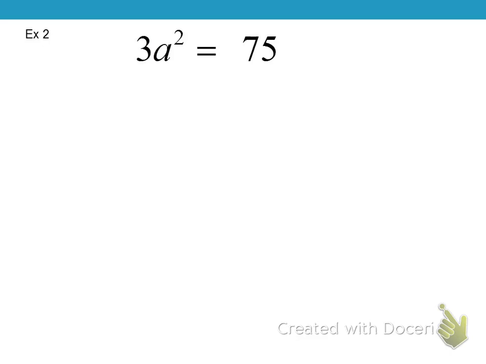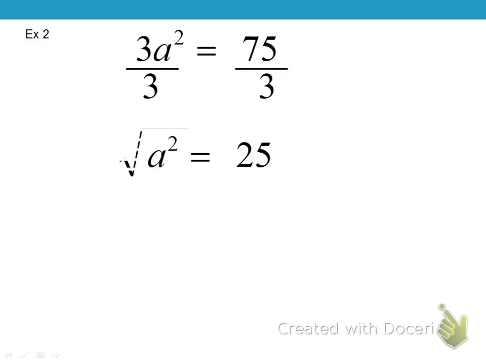So first, we're going to divide both sides by 3. So a squared equals 25, which is actually a lot better. Why? Because 25 is a perfect square. So when you take the square root of both sides, you'll get a equals plus or minus 5. Good. Raise your hand if you have questions. That's much easier.